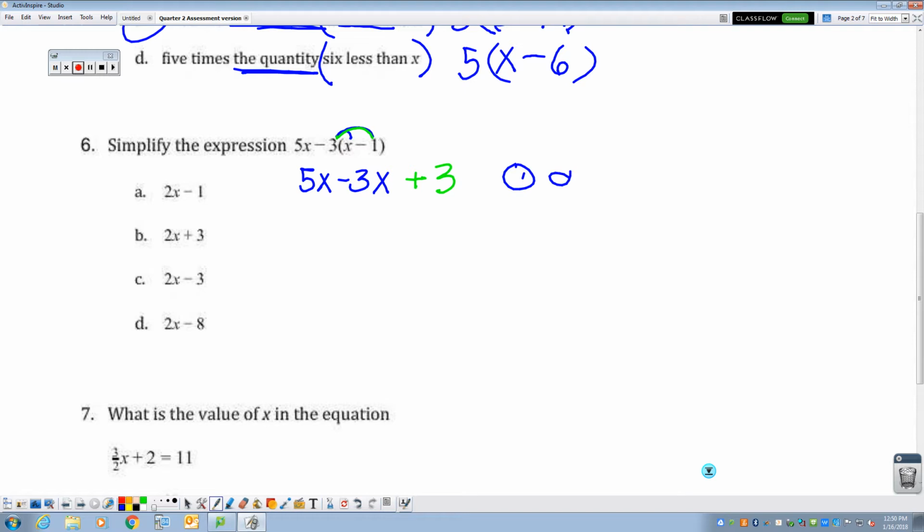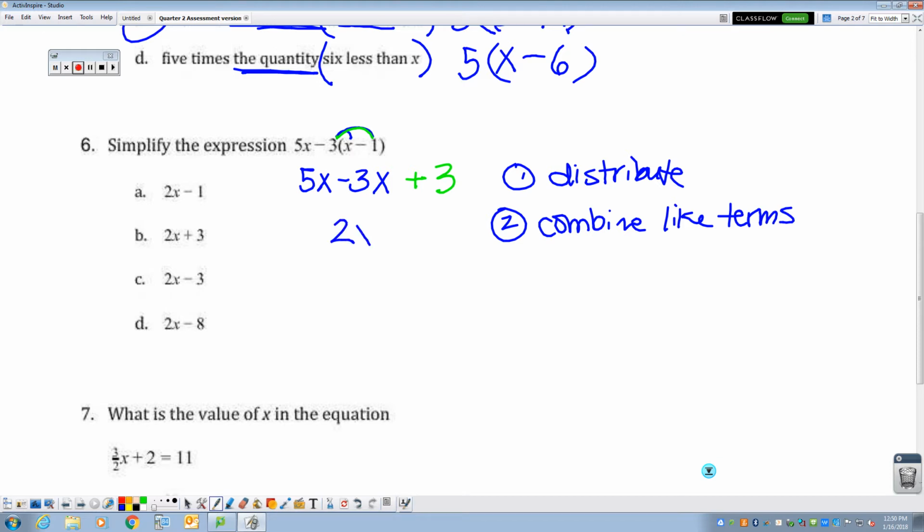So first we distributed. And now we are going to combine like terms. And that's where we want to get those x's together. 5x minus 3x is 2x plus 3. We go to our choices, and that is choice B.